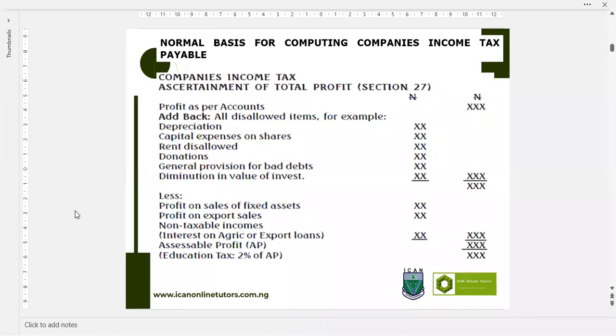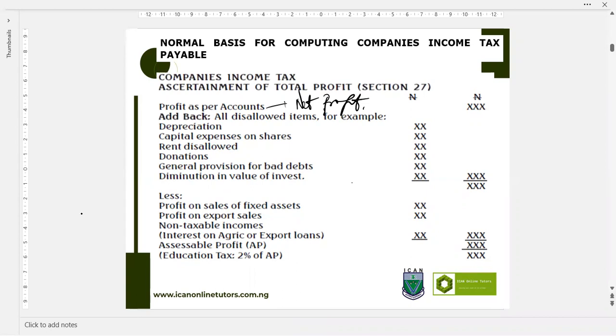Okay, so the first thing is to bring the profit before tax, the profit as per accounts. The profit as per accounts is not the profit after tax, because you have not computed the tax. It is the tax that you want to compute, so you can't have a profit after tax. Please take note of that. So what do you have? You have a profit before tax, which is usually known as the net profit. In some texts, it is referred to as profit as per account.